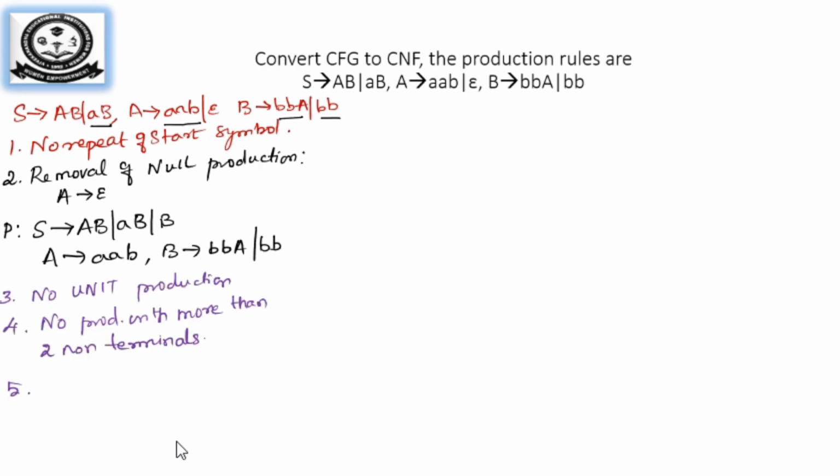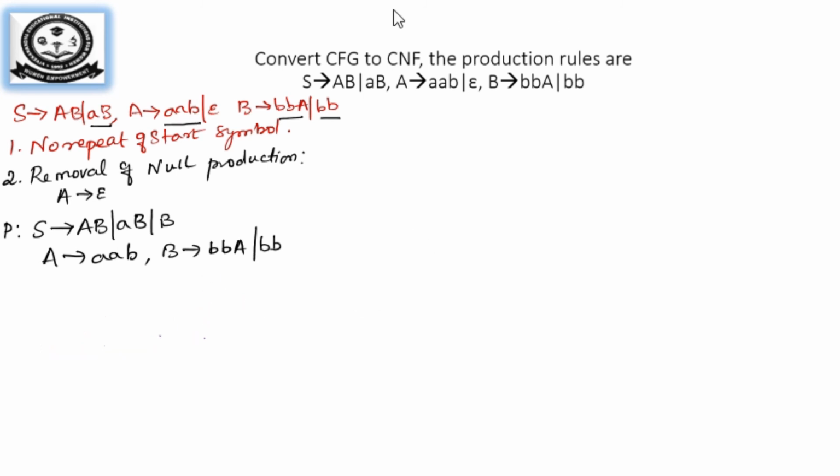So the next thing is you have to check for unit production. Do you have any unit production? Yes, you have a unit production over here, and that should be removed. What is the unit production? S tends to B. So you have a unit production S tends to B.